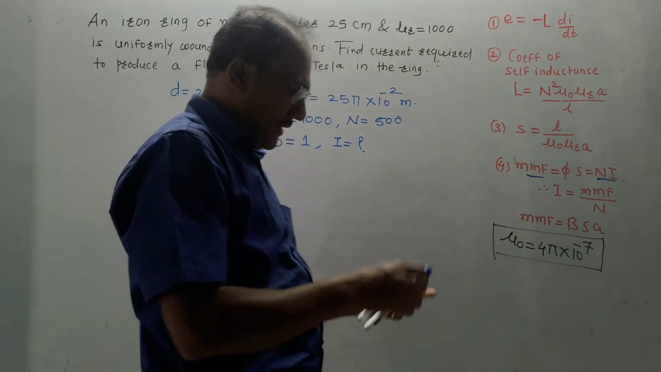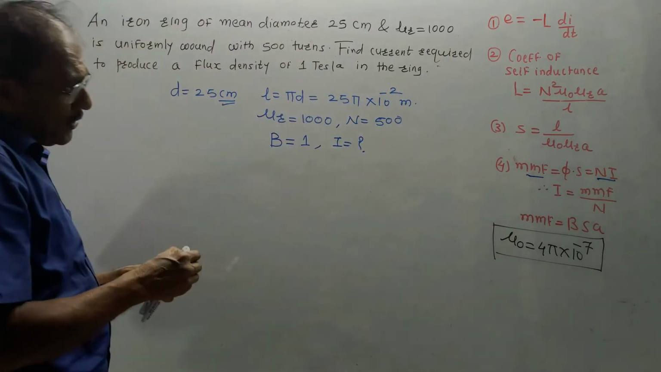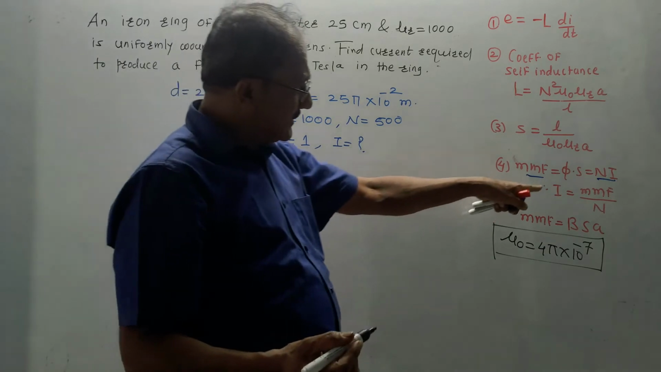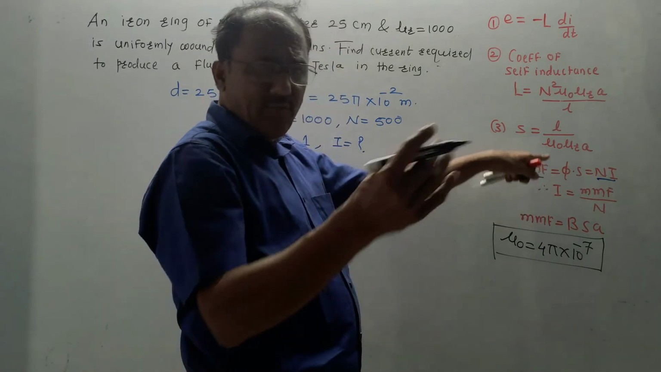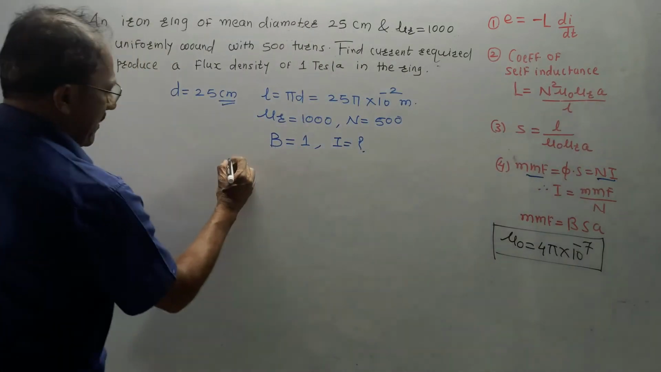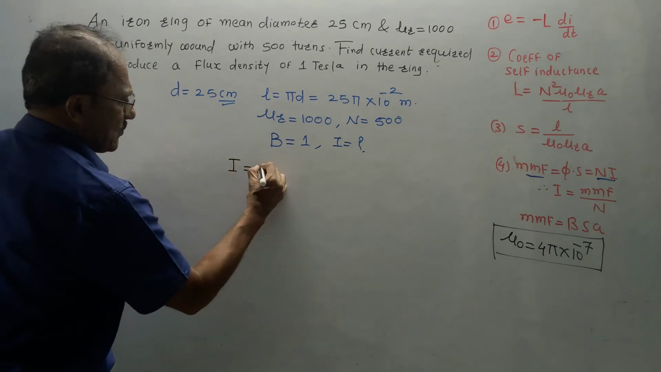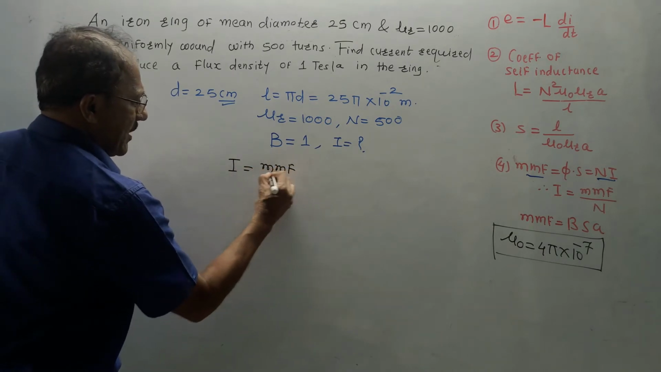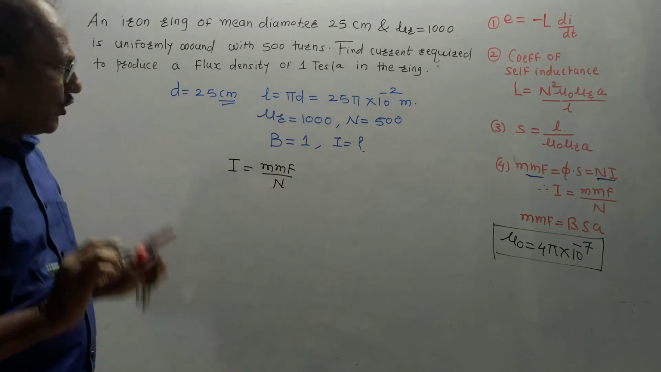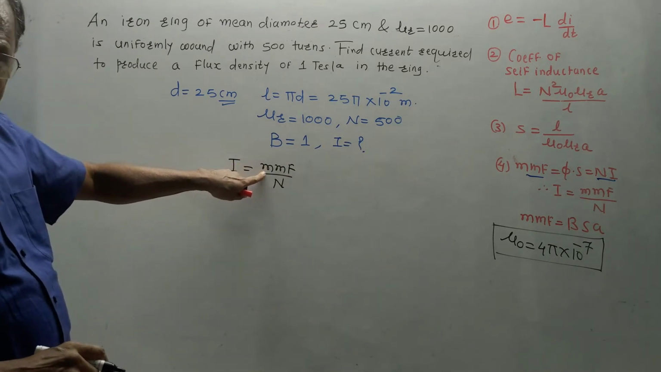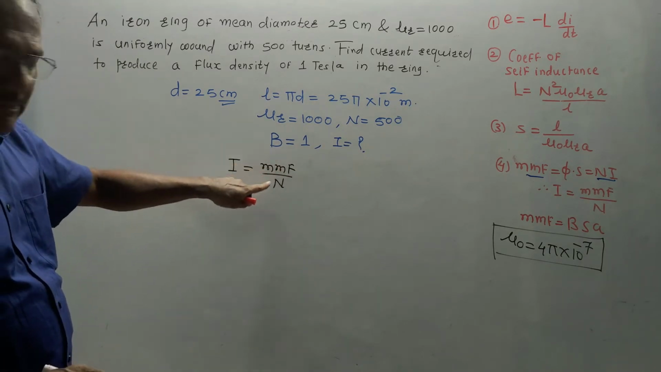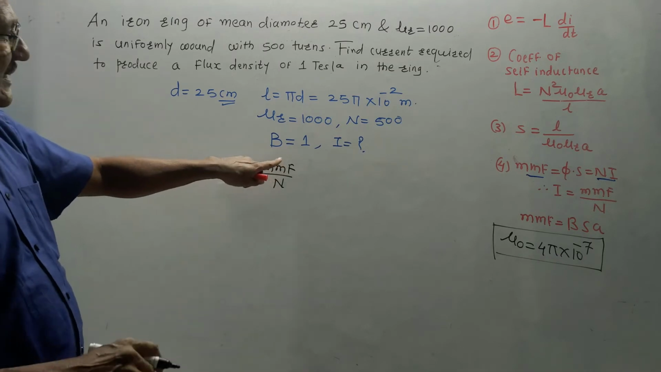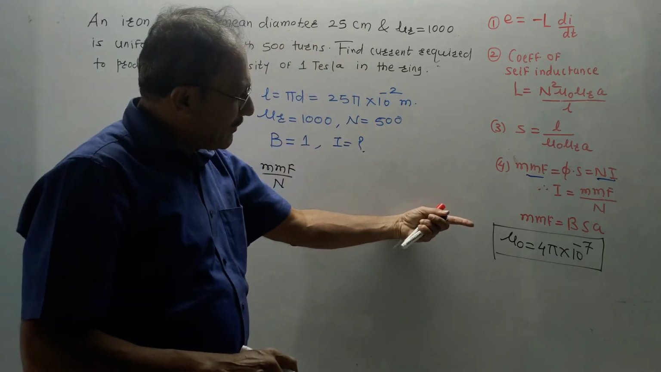Yes, we have one formula. From the exam point of view, first go on writing the formula which is applicable. So I will write it like this: I is equal to MMF upon N, which is the available formula. But for this, I need the value of MMF. MMF is magnetomotive force. Check the formulas available for MMF.